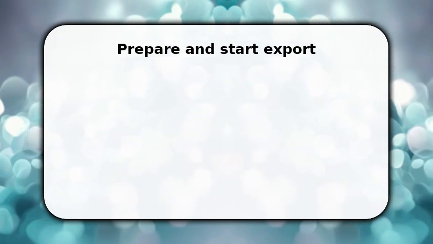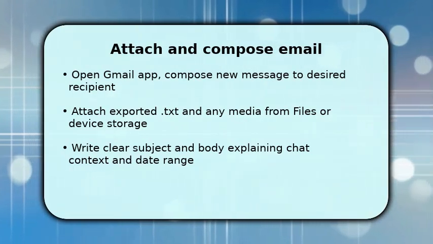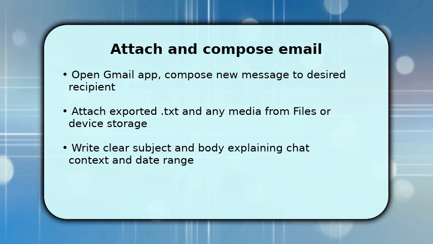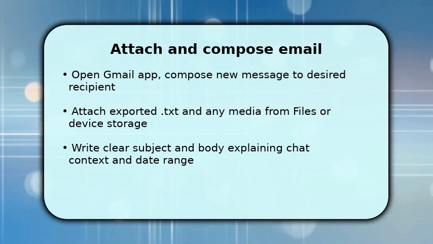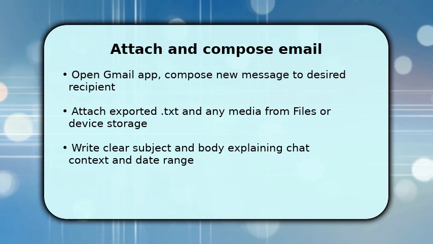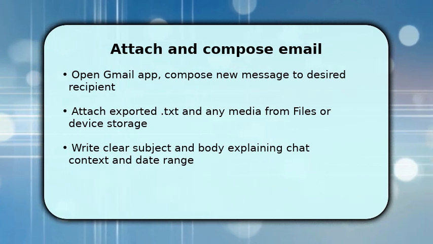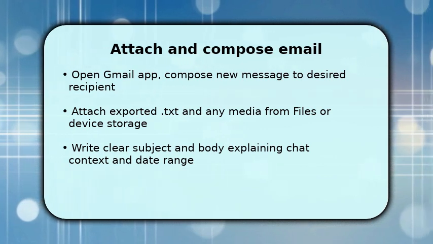Now you move into Gmail to prepare the message. Open the Gmail app, tap Compose, and enter the recipient and a concise subject that includes the chat name and date range for quick reference. Tap the Attach icon, choose Attach File, and navigate to the exported TXT and any media you saved. If you shared directly from WhatsApp, the files might already be attached.